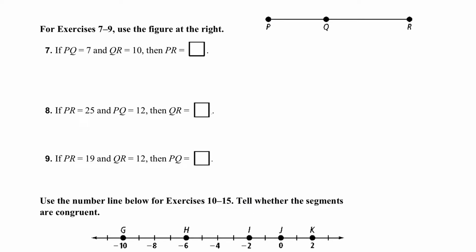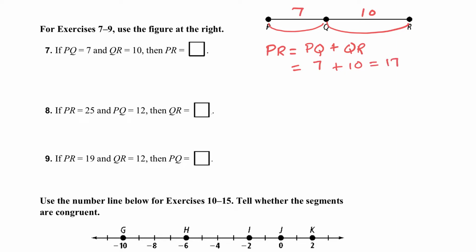We're going to use the figure to the right. We have point P, point Q, and point R. And it says if PQ is 7, so I know that from P to Q, that's 7. And I know from Q to R, that's 10. You want to find the distance from P to R. So what you're going to do is add the distance from P to Q, and I do want you to write this, P to Q plus the distance from Q to R. And we know that it's going to be 7 plus 10 gives you 17.